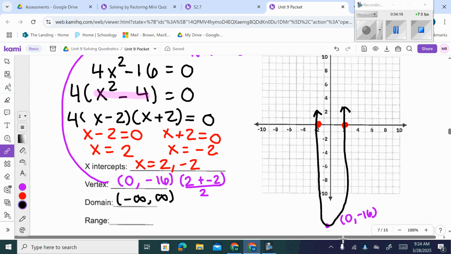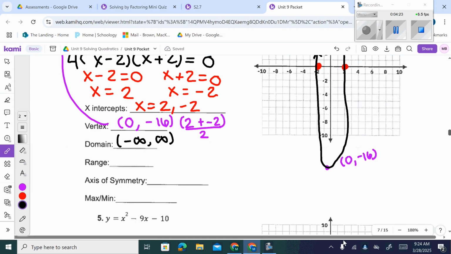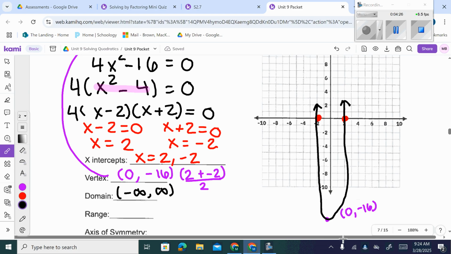All right, range. I have a song for that. You want to hear it? Bottoms up, bottoms up. What's the lowest this goes? -16. Bracket or parentheses? Bracket. What's the highest it goes? Infinity. Good.